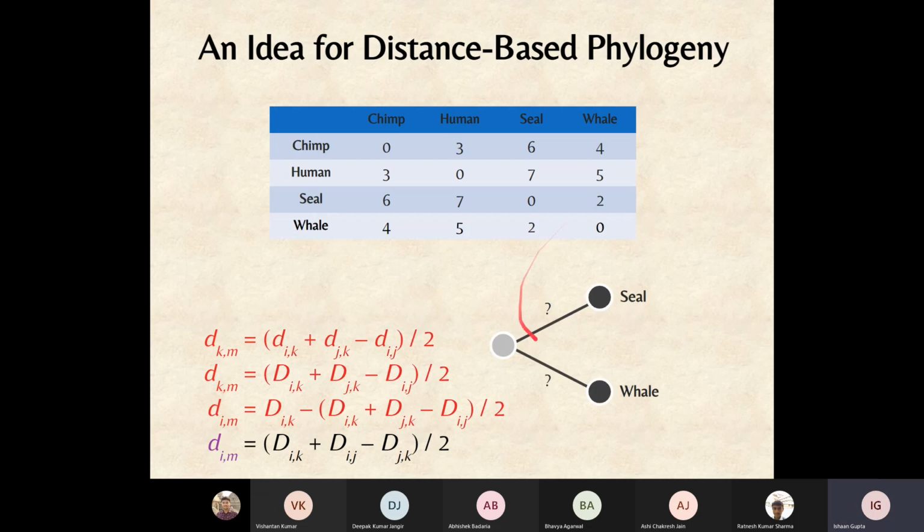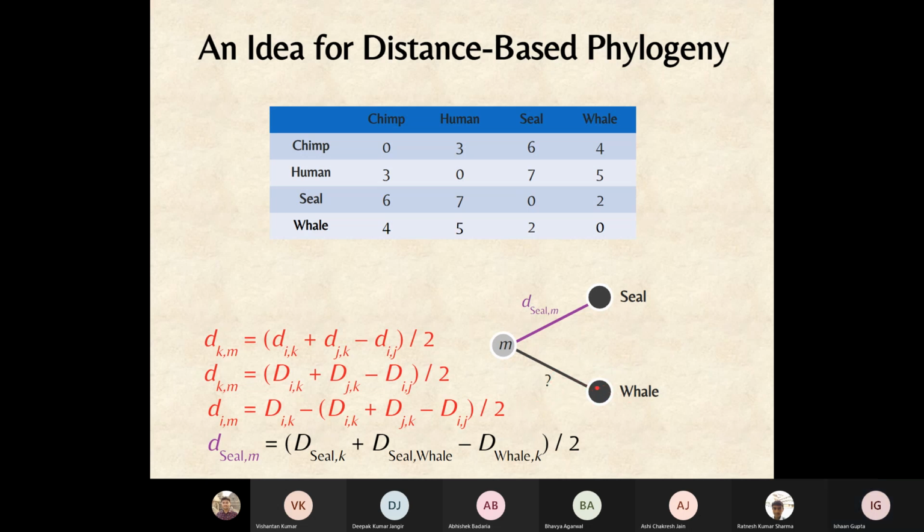Let's see. Let's say seal and whale are neighbors, and let us take a third organism. They are neighbors, so they have an internal node M, and let us denote these things now. So distance between M and seal is seal comma M. Distance between M and whale is given like this, right? And now these are the first set of equations that you have. So the distance between seal and M can be represented like this.